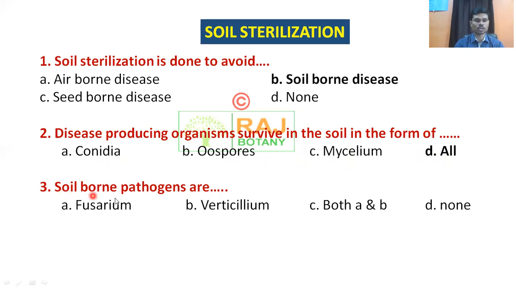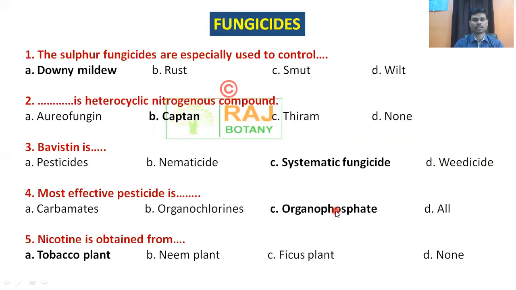Then next MCQ, soil-borne pathogens are. Which are the soil-borne pathogens? Here given Fusarium, Verticillium, both A and B, none. Both Fusarium and Verticillium. Fusarium causes the wilt of Tur disease and Verticillium causes wilt of cotton crop. Therefore, both option A and B are correct. Therefore, C, both A and B, is the correct option.